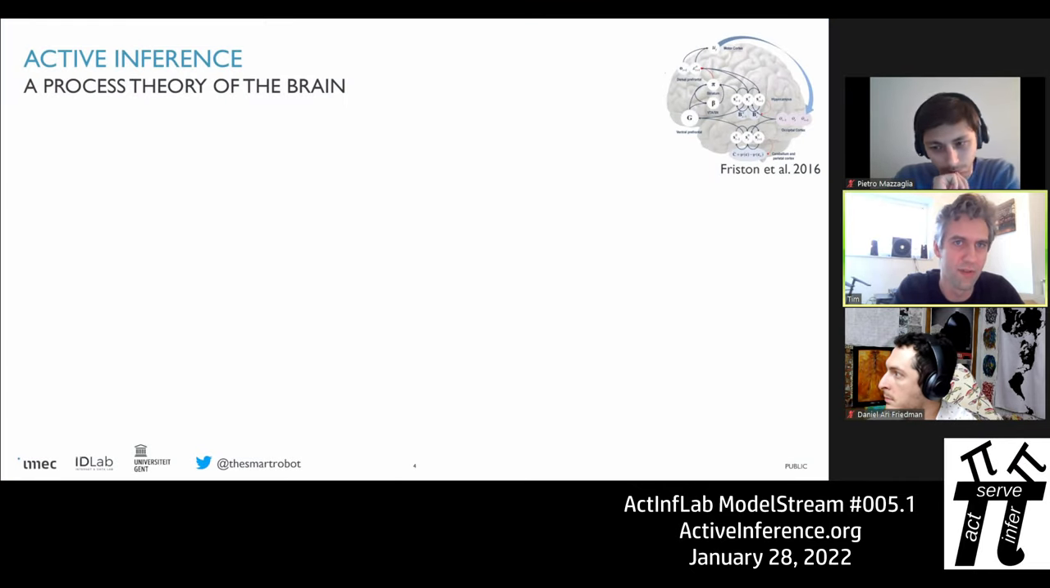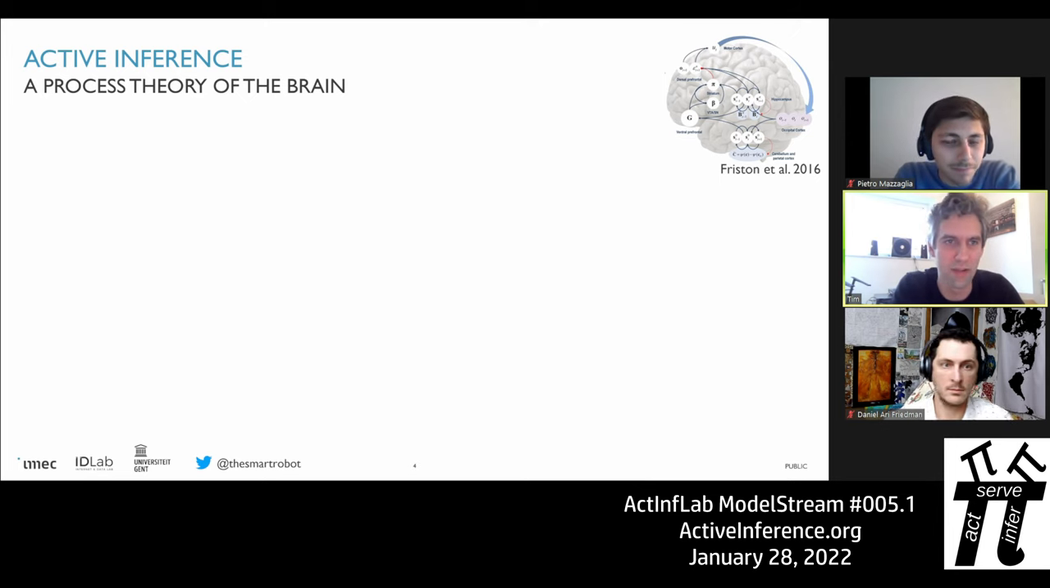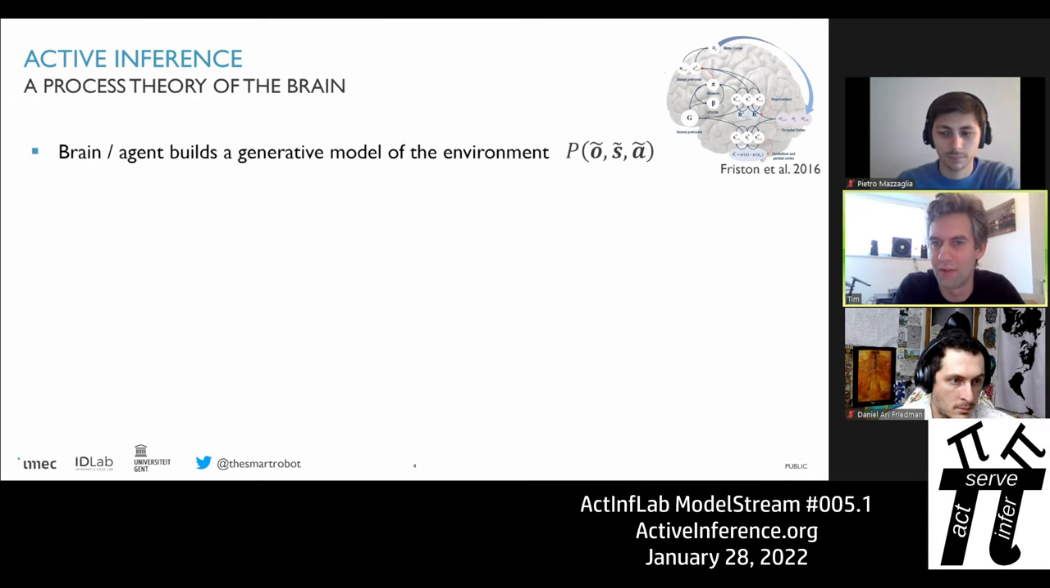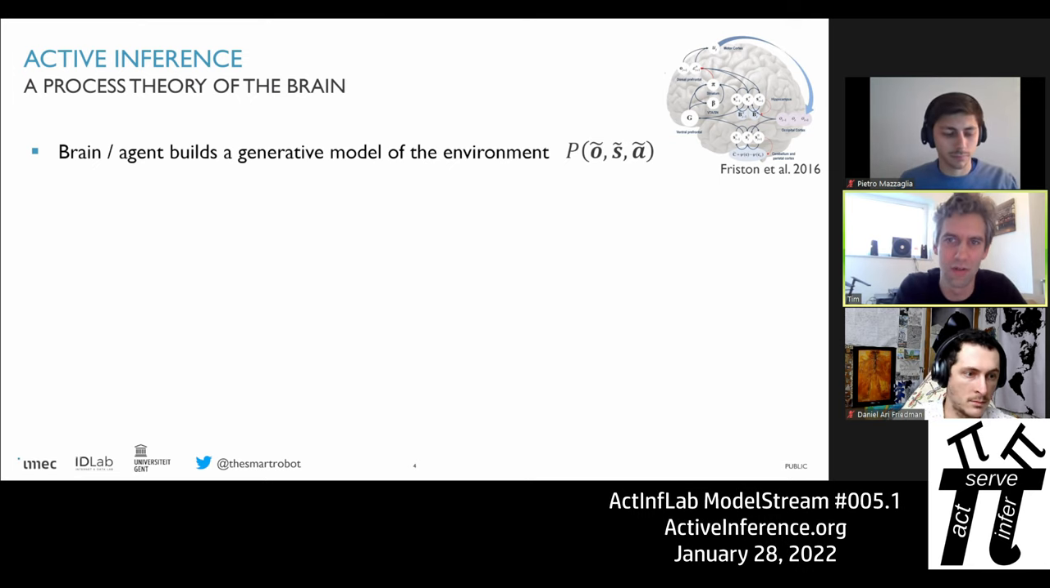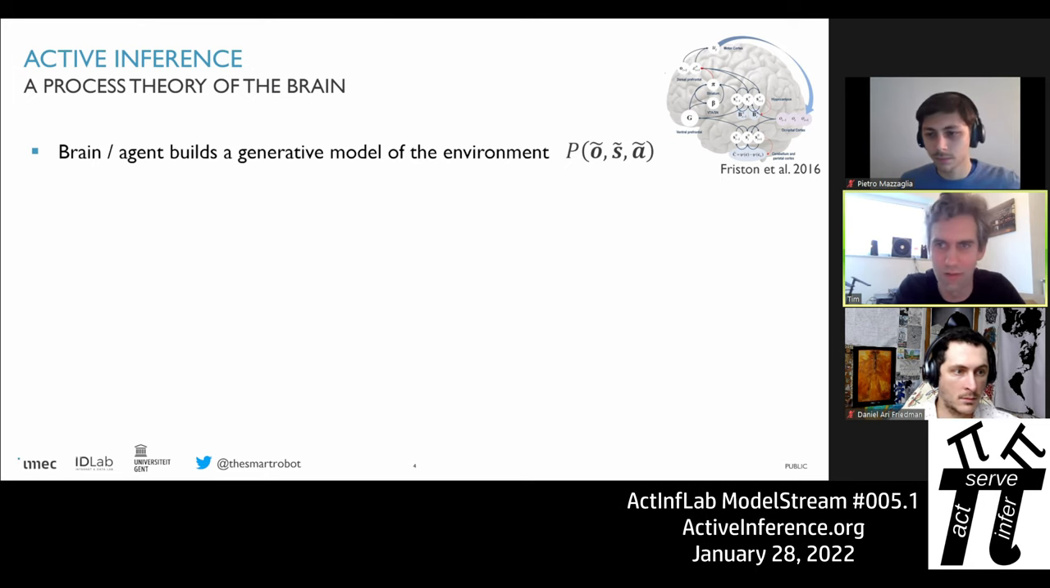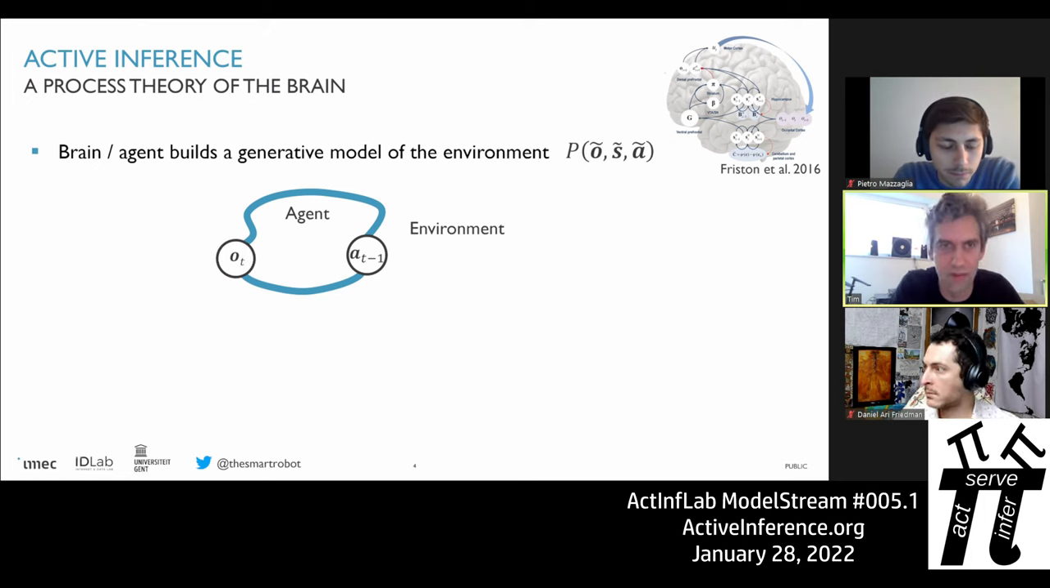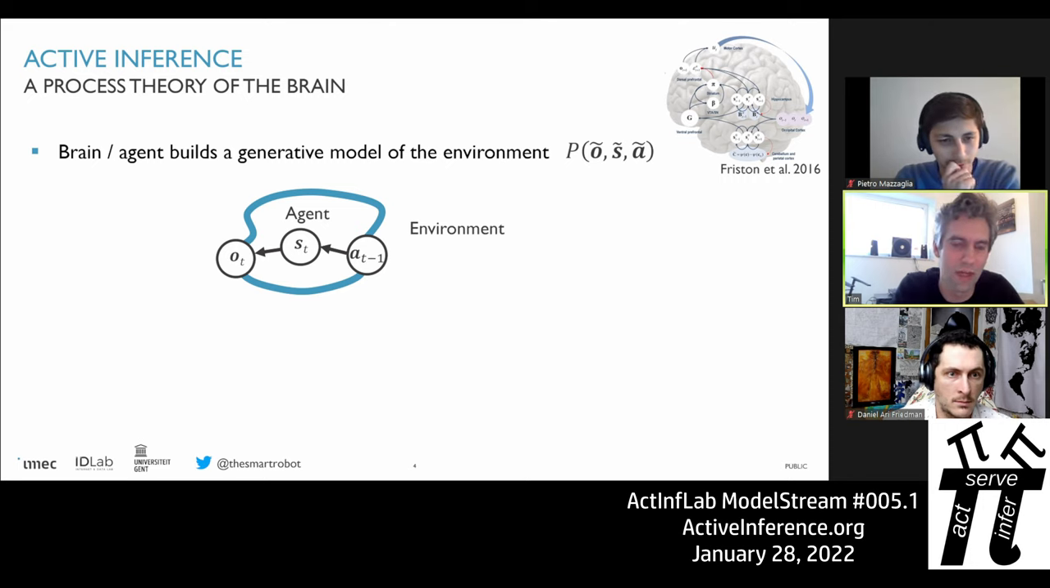Active inference is a process theory of the brain. It says that your brain, or the agent, builds a generative model of the environment, which is a joint probability distribution over observations, so things that you can see or experience, actions, which we denote as A, and hidden states of the environment. So you have your agent that is separate from the environment, and it can do actions, it can interact with the environment, and this gives rise to new observations. The idea of the generative model is that the agent figures out which are the hidden states that change by my actions and that give rise to my observations.